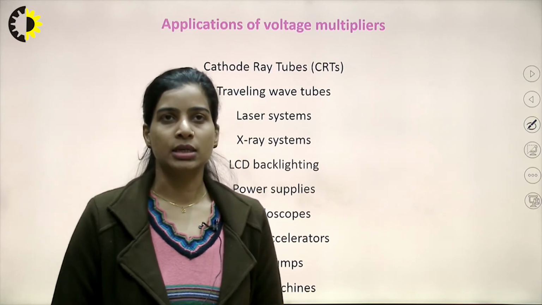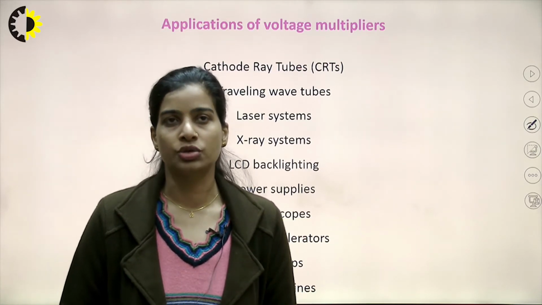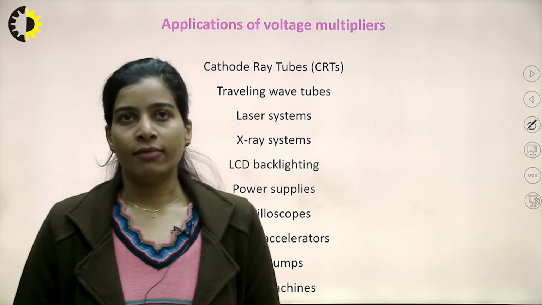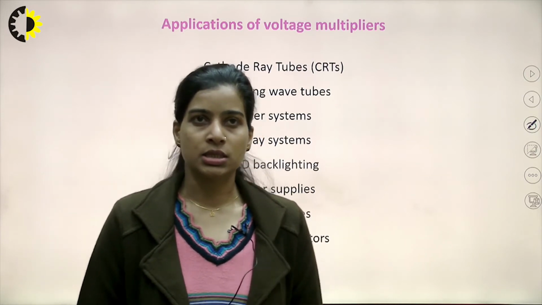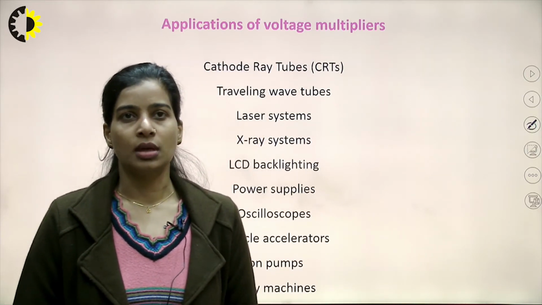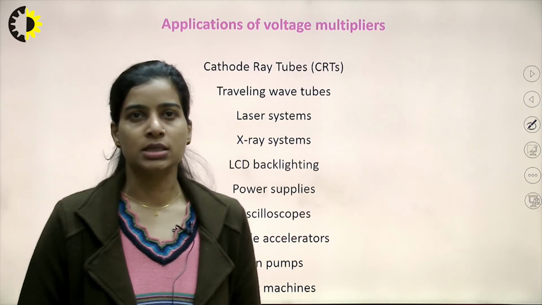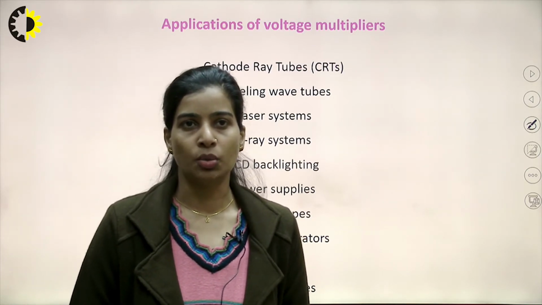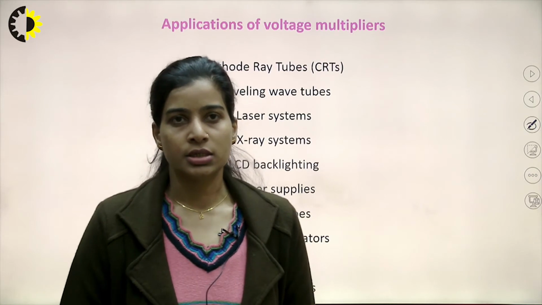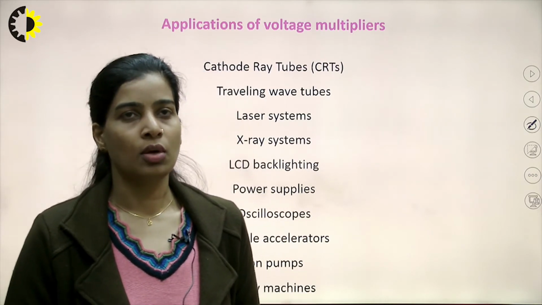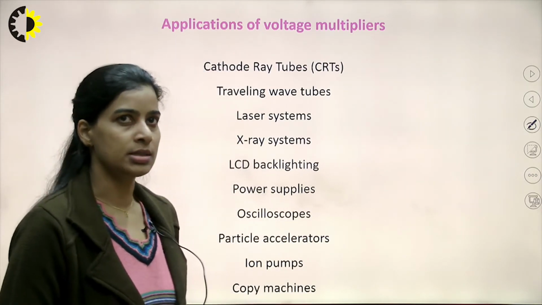Applications of voltage multipliers are in cathode ray tubes, travelling wave tubes, laser systems, X-ray systems, LCD displays, power supplies, oscilloscopes, particle accelerators, ion pumps and copying machines.